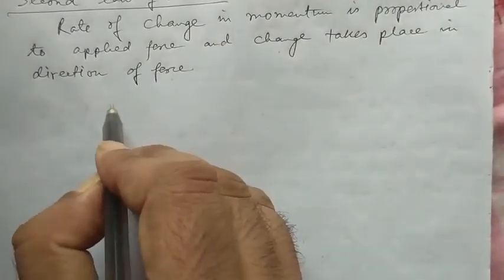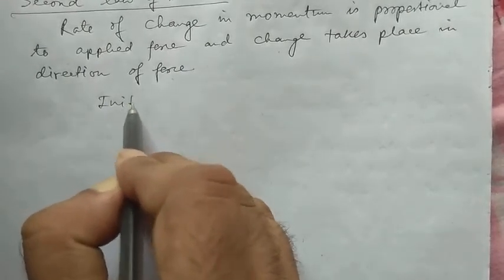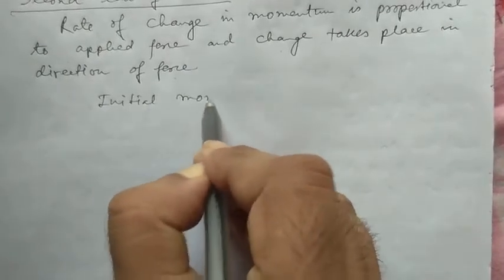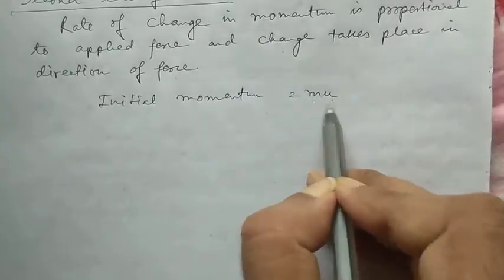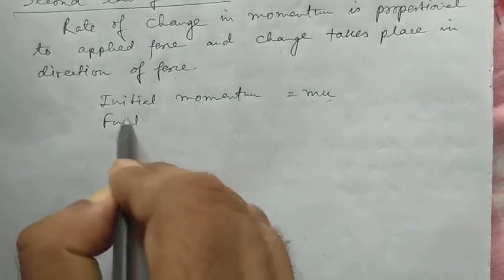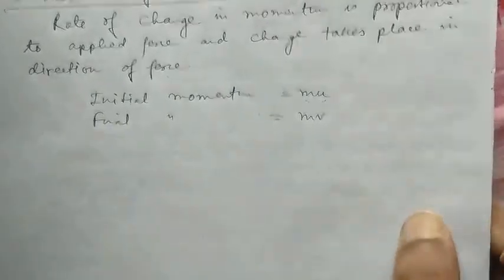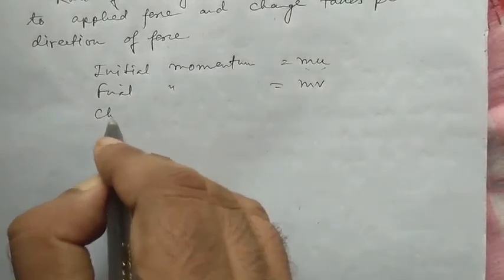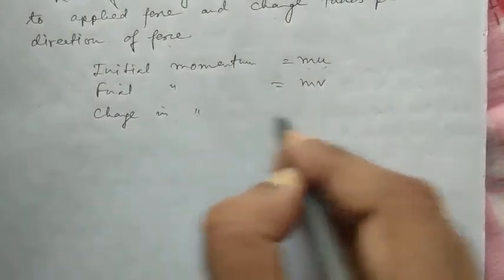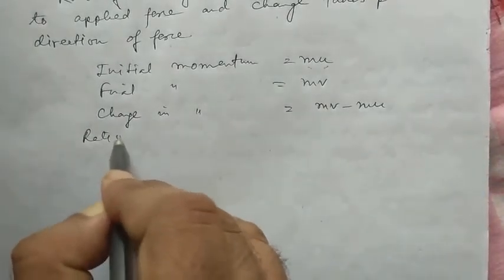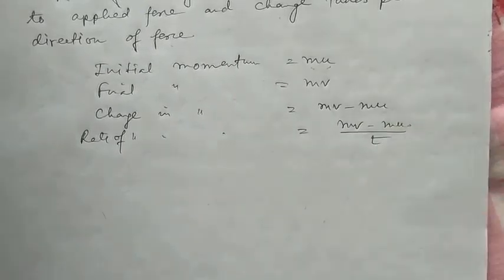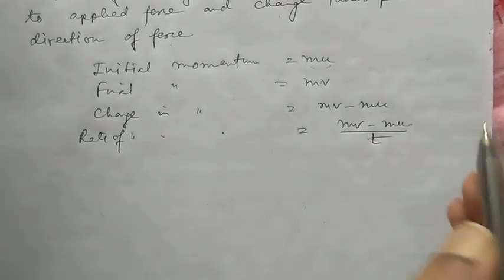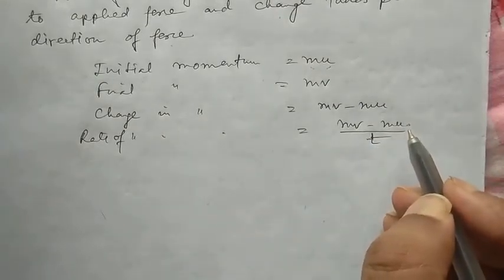We prove it by stating that the initial momentum, suppose it's mu, the initial velocity is u, product of the mass and velocity. The final momentum is mv. So change in momentum is equal to mv minus mu. Rate of change in momentum is equal to (mv minus mu) by t. So this is the time in which the change has taken place.